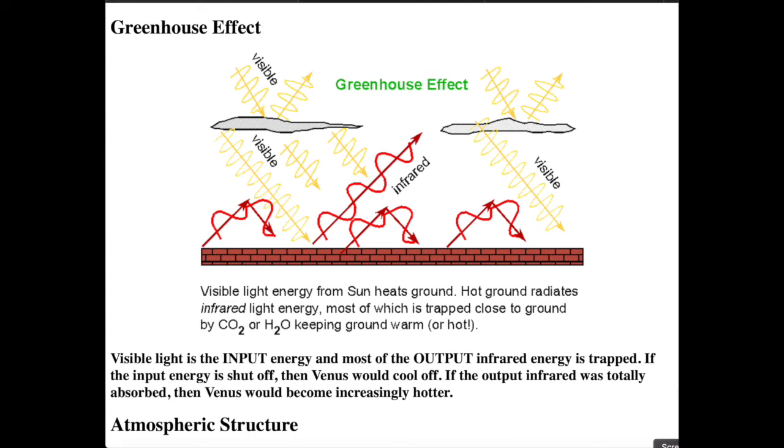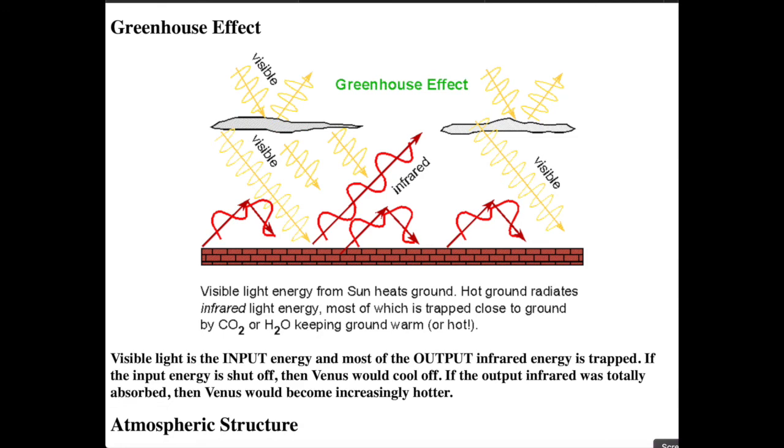Infrared is the output. If the clouds were to become perfect reflectors of the input energy, then the surface temperature would cool off just as surely as removing a pan from a hot stove top cools the pan. If the greenhouse gases were perfect in absorbing the infrared energy from the surface, the temperature would get hotter and hotter until it was as hot as the sun.